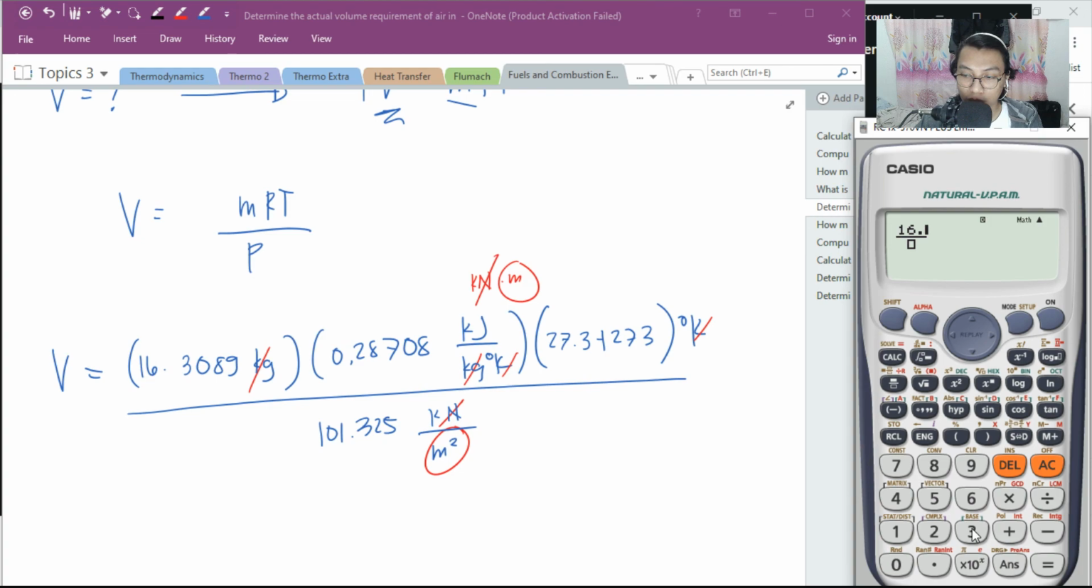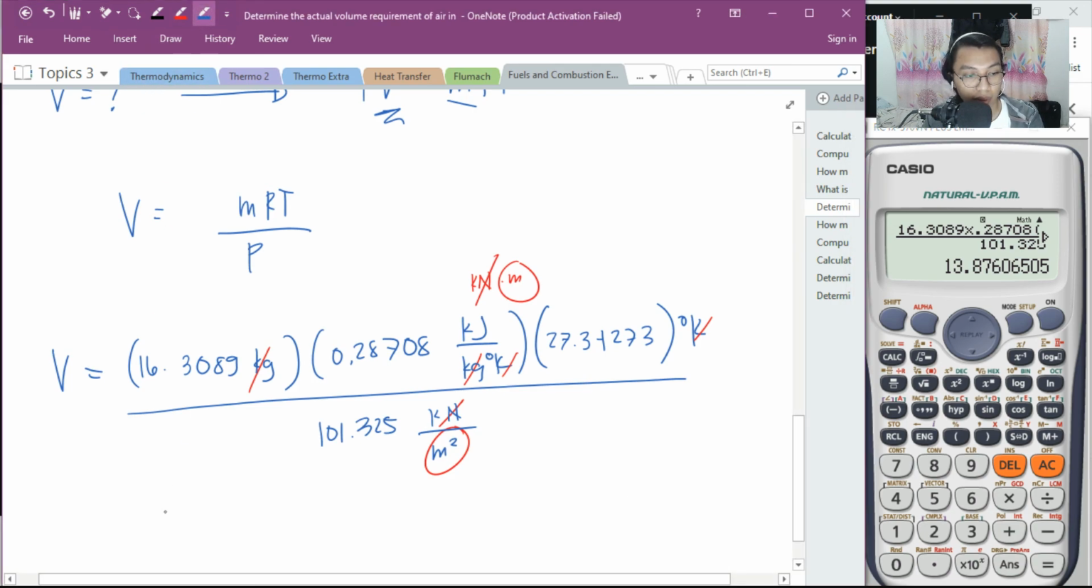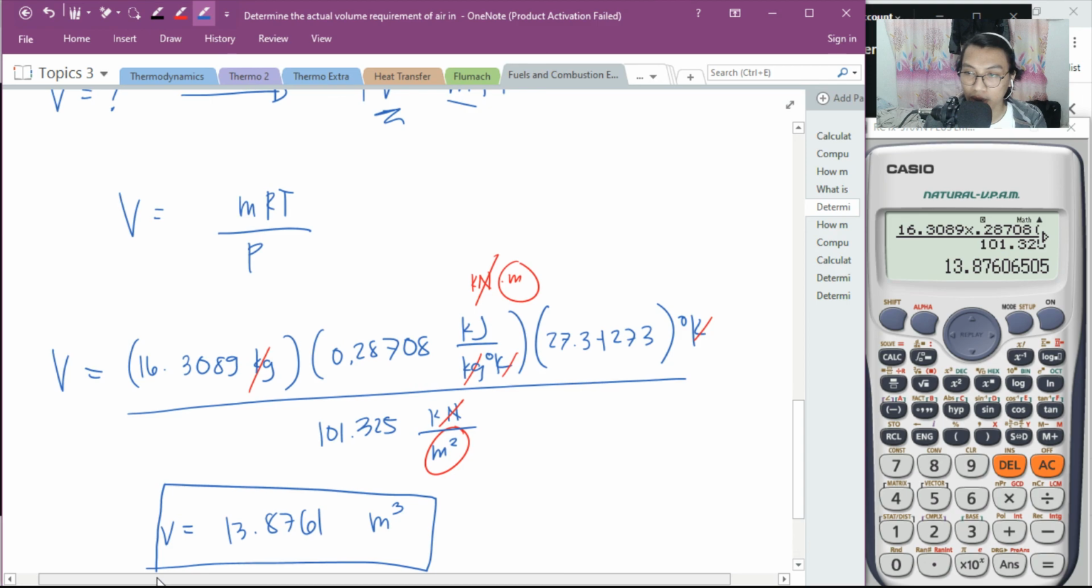So, 16.3089 times 0.28708 multiplied to 27.3 plus 273 divide by 101.325. The answer is 13.8761. The volume is 13.8761 meter cube. That is the volume requirement of air. Okay? That is for problem number 5. Let us take a break.